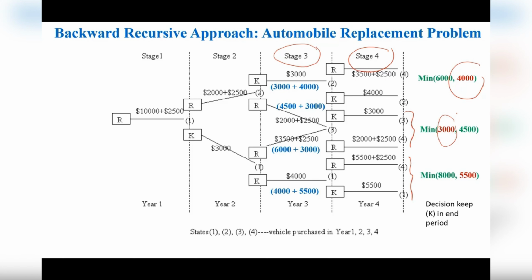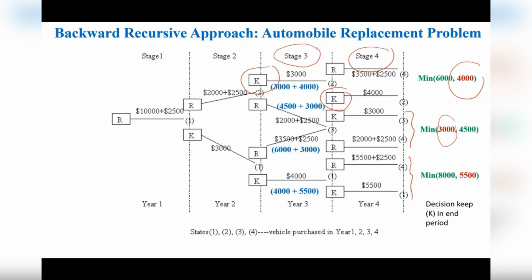So when we add those two numbers up, we get $4,500 plus $3,000, which is $7,500, which is greater than if we were to keep the car. So in stage 3, if we come up that arm, we're going to keep it. So this is the decision here if we go that direction.